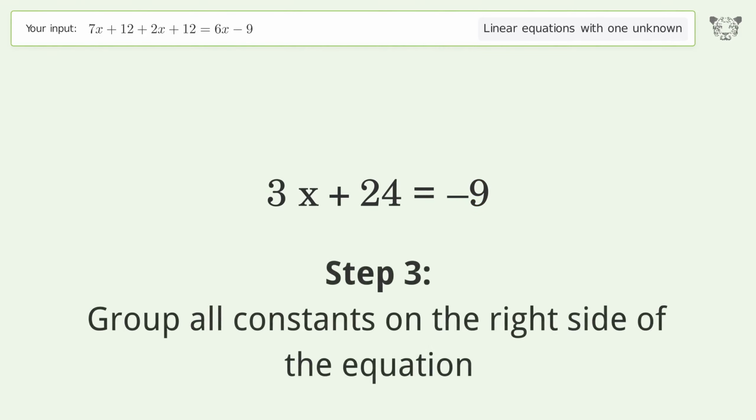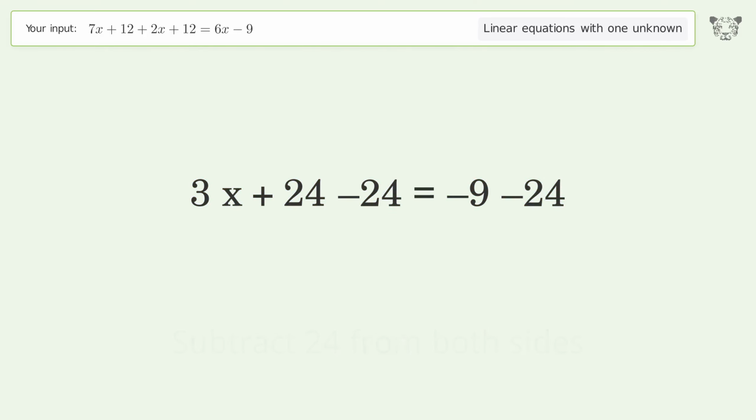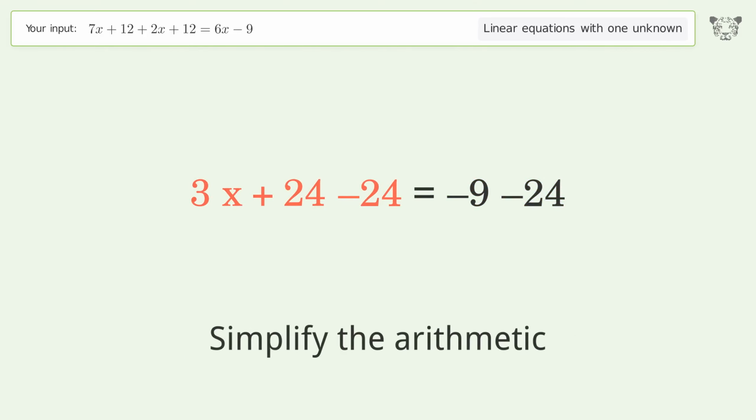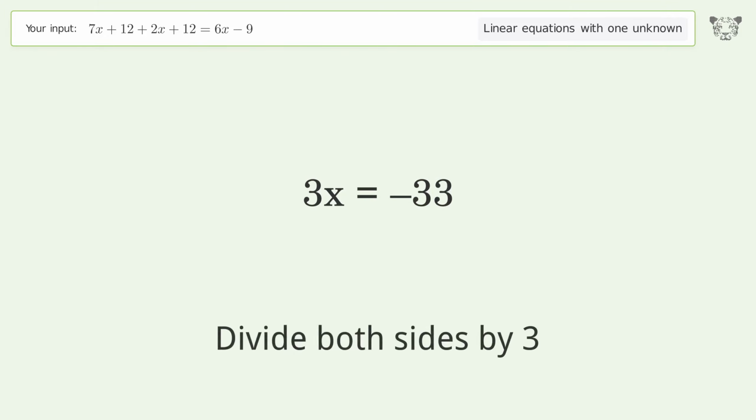Group all constants on the right side of the equation. Subtract 24 from both sides. Simplify the arithmetic. Isolate the x. Divide both sides by 3.